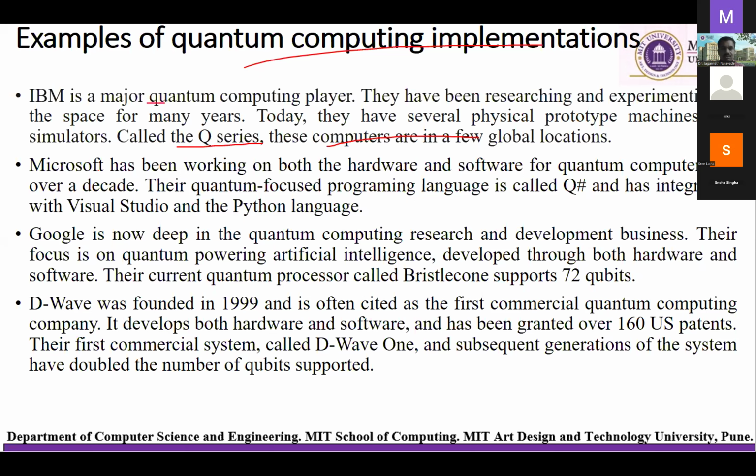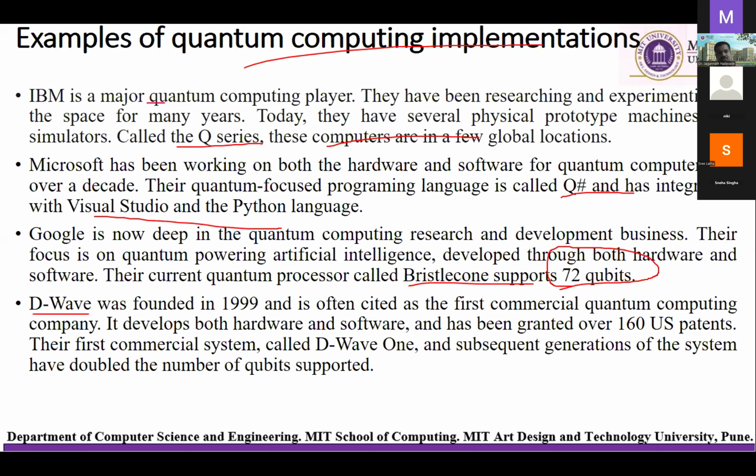Then the second company is Microsoft. They are also working on the hardware and software of quantum computers, and they have designed a language called Q#, which integrates with Visual Studio and the Python language. Similarly, Google is now deep in quantum computing research and development. Their focus is on quantum-powered artificial intelligence, developed through both hardware and software. Their current quantum processor is called Bristlecone, and it supports 72 qubits. Whereas D-Wave is a new company.